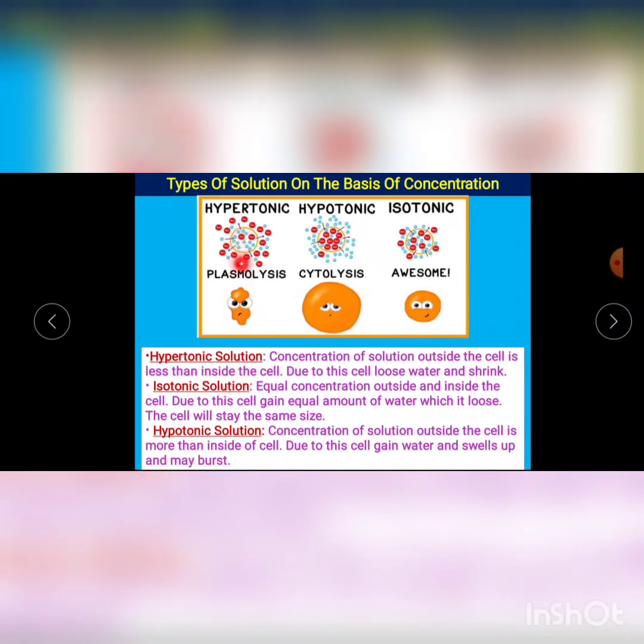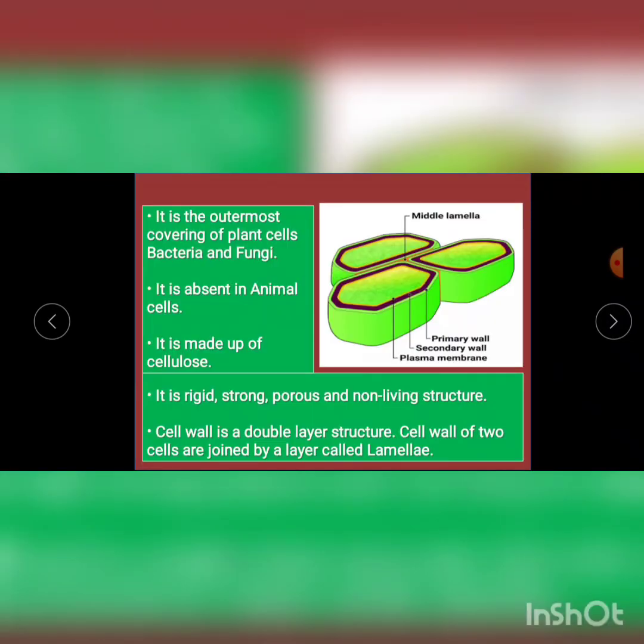The cell loses water and shrinks. In isotonic solution, the cell loses the same amount of water as it gains and hence there is no change. While in hypotonic solution, the cell will gain water, it will absorb water and bulge or swell up. So these are the three types of solutions on the basis of concentration. Next we will see the cell wall.